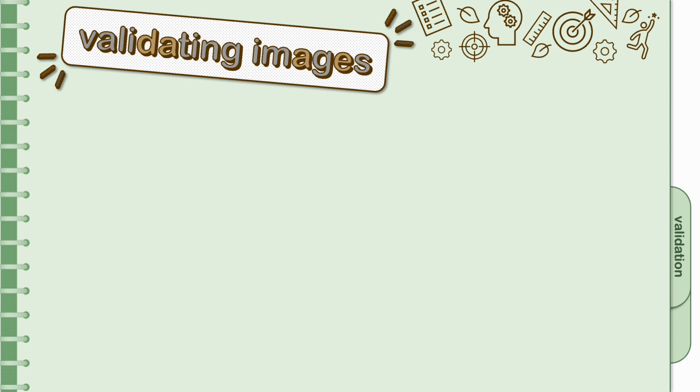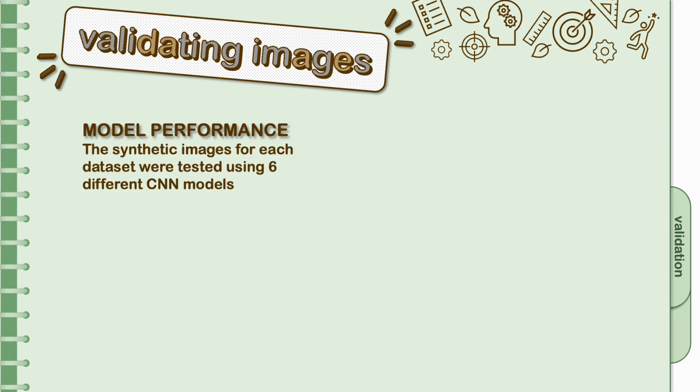So how did we then validate the images in the third and final phase? So we did this in 2 ways. The first was using model performance, and the second was using structural similarity. So for model performance, the idea behind this was that if we can prove that the addition of synthetic images actually enhance the performance of the models, then the synthetic images would be valid.